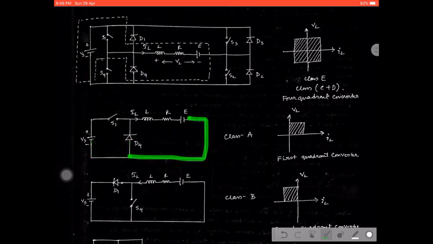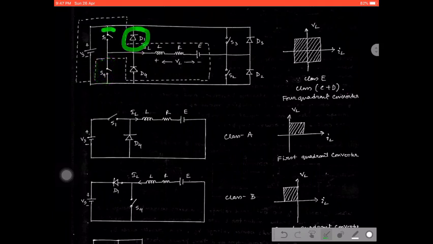That means we can say this cutout section will define the Class A chopper, right, which is given over here. So the remaining parts will provide you the Class B chopper. So which parts are remaining?